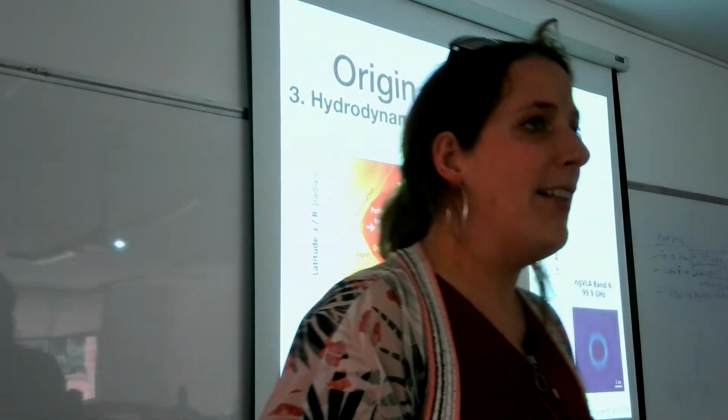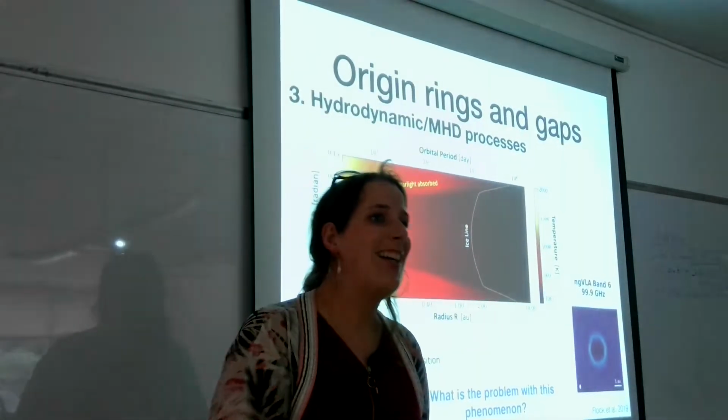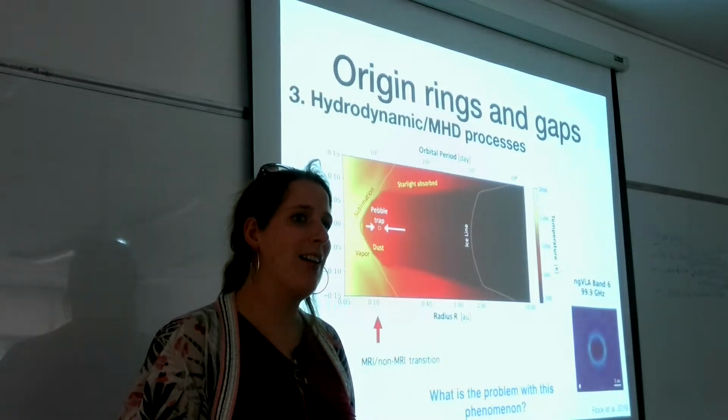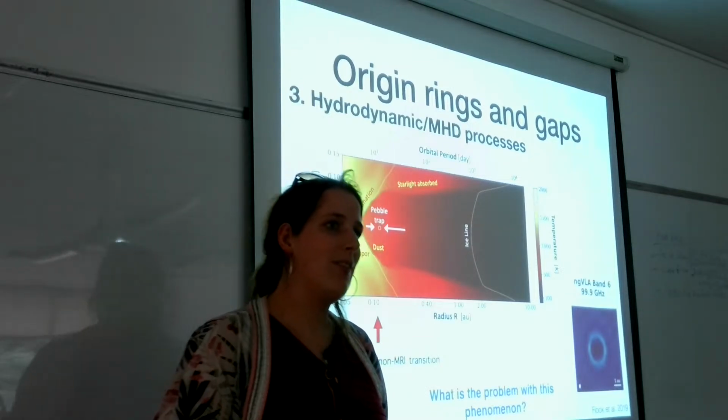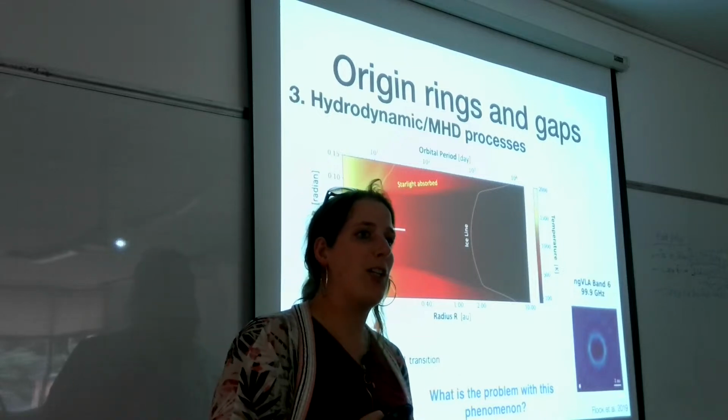So what's the problem with this explanation for our observed gas and dust rings that we have so far? Why can this not be a uniform explanation?